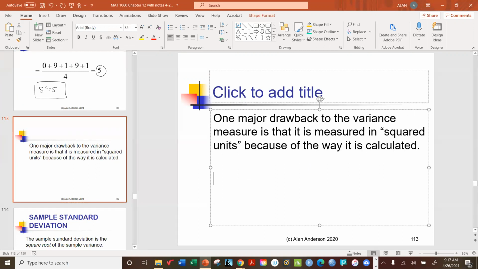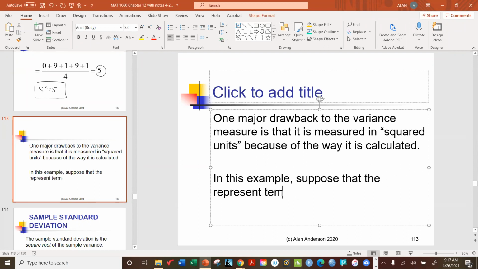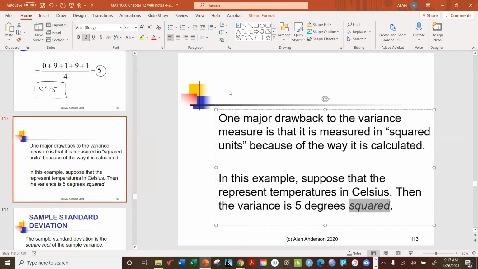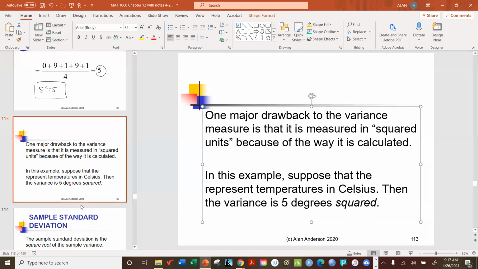Okay, now, what do we mean by that? In this example, suppose that the data represent temperatures in Celsius. Then the variance is 5 degrees squared. What does that mean? Well, that's just the whole point. There is no meaning to a squared temperature. So that's a real problem, isn't it? So what do we do?